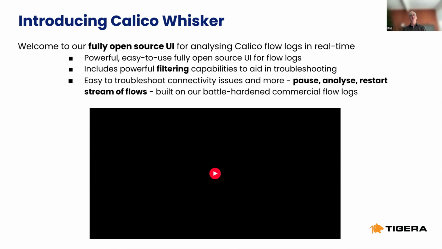So that's really helpful in the context of troubleshooting, where you might want to just freeze things and analyze the data without having it being updated automatically as Whisker communicates with the backend, which is the Goldmane API that I mentioned earlier. So Jen, I think it would be awesome if you could just show us what this looks like.